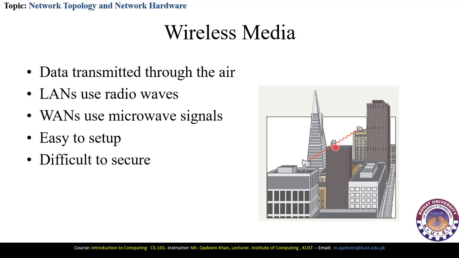Everyone can access these signals everywhere as compared to wire media networks, because it is available everywhere. So your computer will detect the radio waves or microwaves, and you can easily receive these waves so that you may be connected with the networks. That's why hackers mostly use wireless media hacking techniques to hack the network.